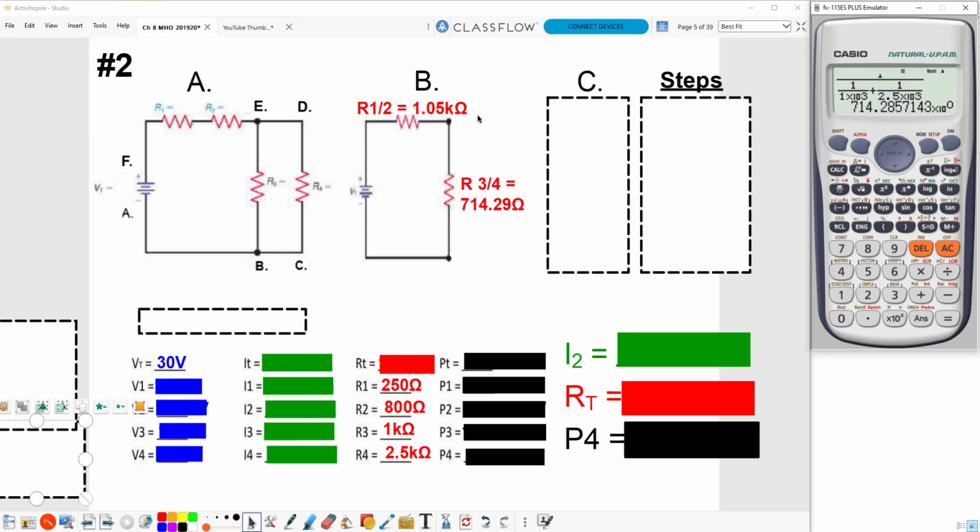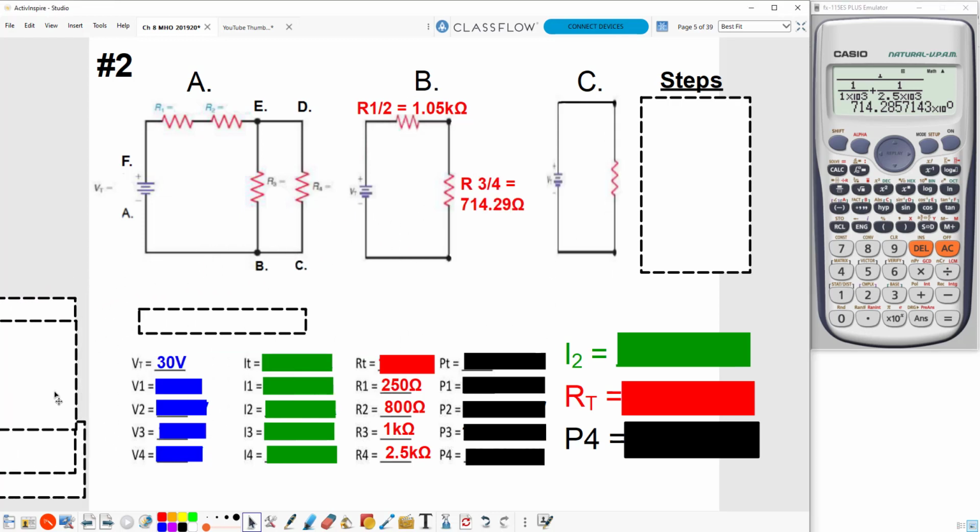So that leaves me with 1.05K ohms in series with 714.29 ohms. Two resistors in series, so I'm just going to add those two together to give me my total amount of resistance right here. So my total amount of resistance for this circuit is 1.76K ohms.